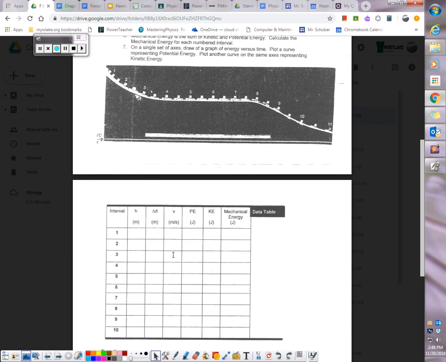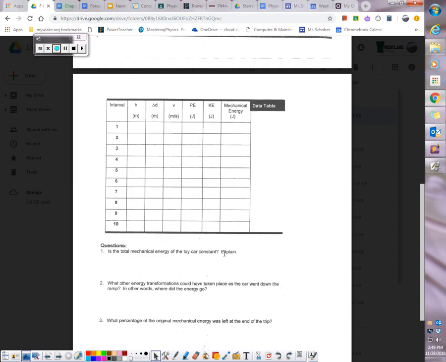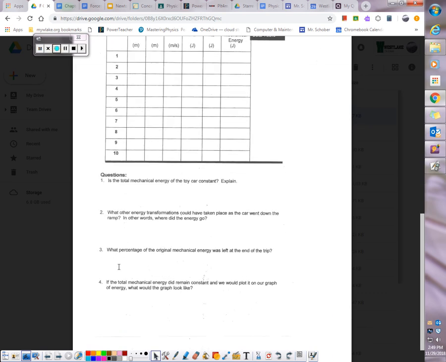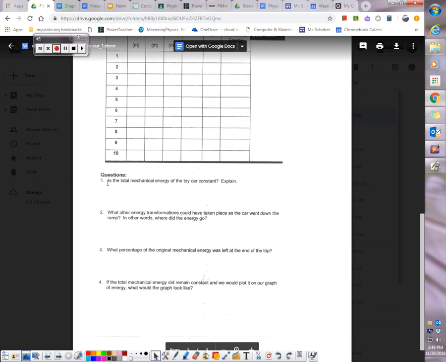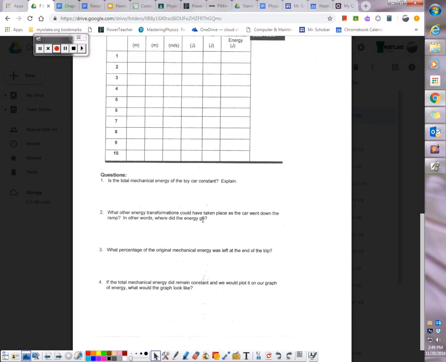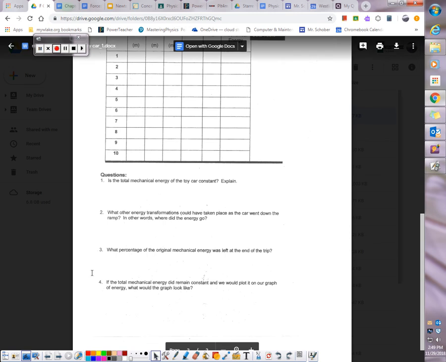Energy, of course, is not always lost per se. It just goes into forms that we maybe don't want it to. That's what you look at when you look at these few simple questions down here. It's talking about what other types of energy are going in there. Remember, friction can do work on objects.